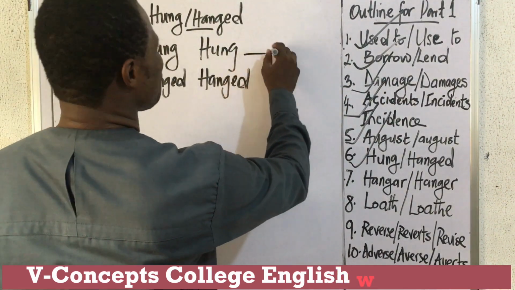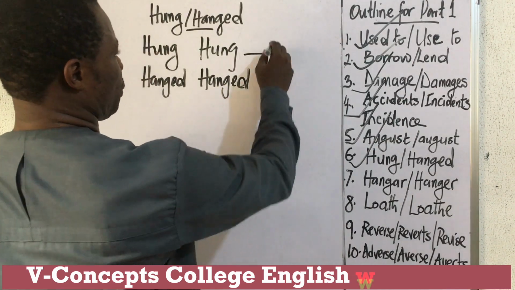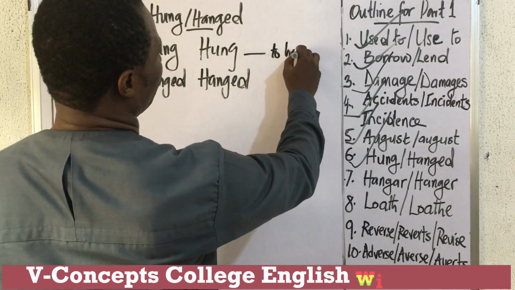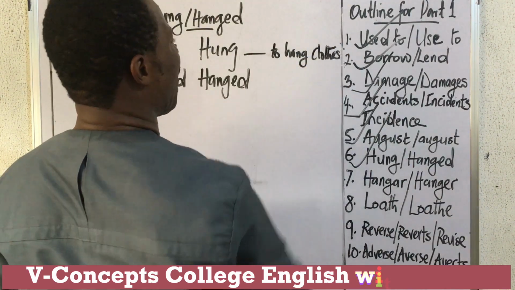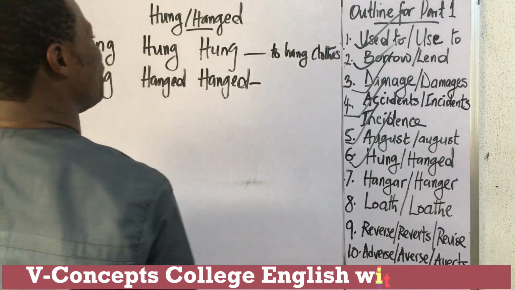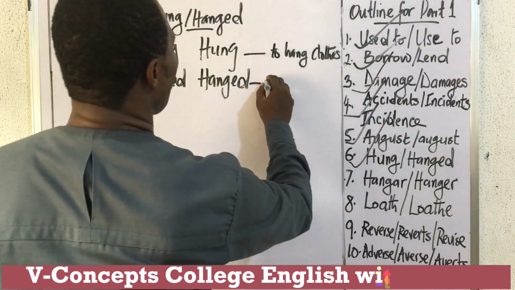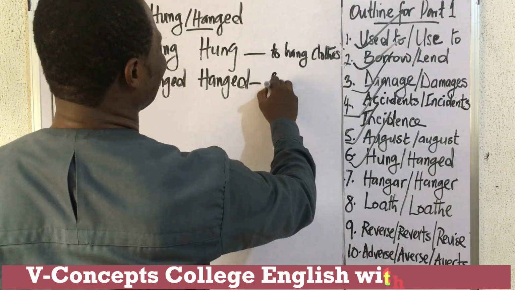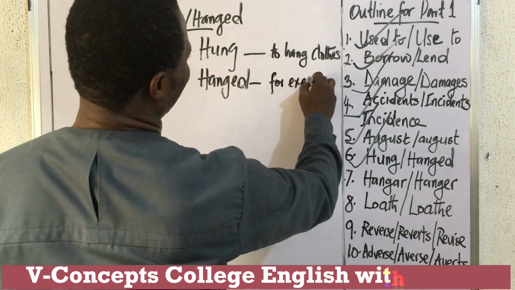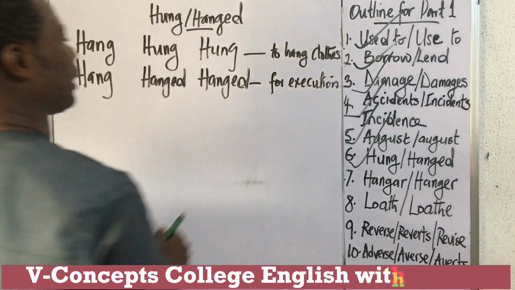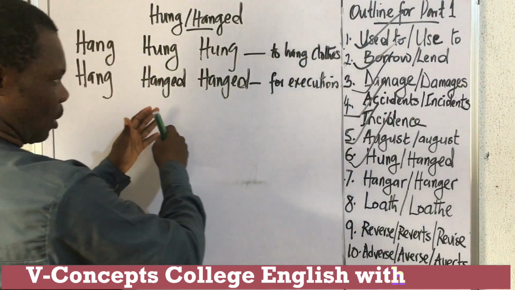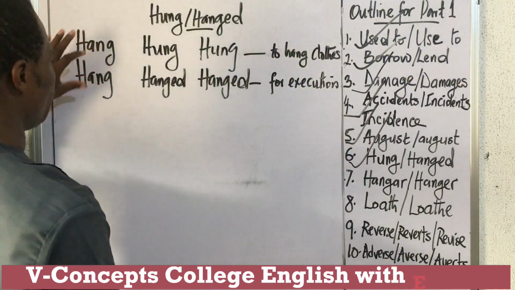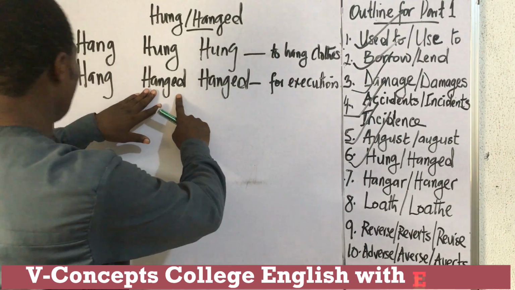This one, hung, means to hang clothes. To hang clothes on the hanger. While this one, hanged, means to hang for execution. That is, when someone commits suicide, then you use this word hanged.